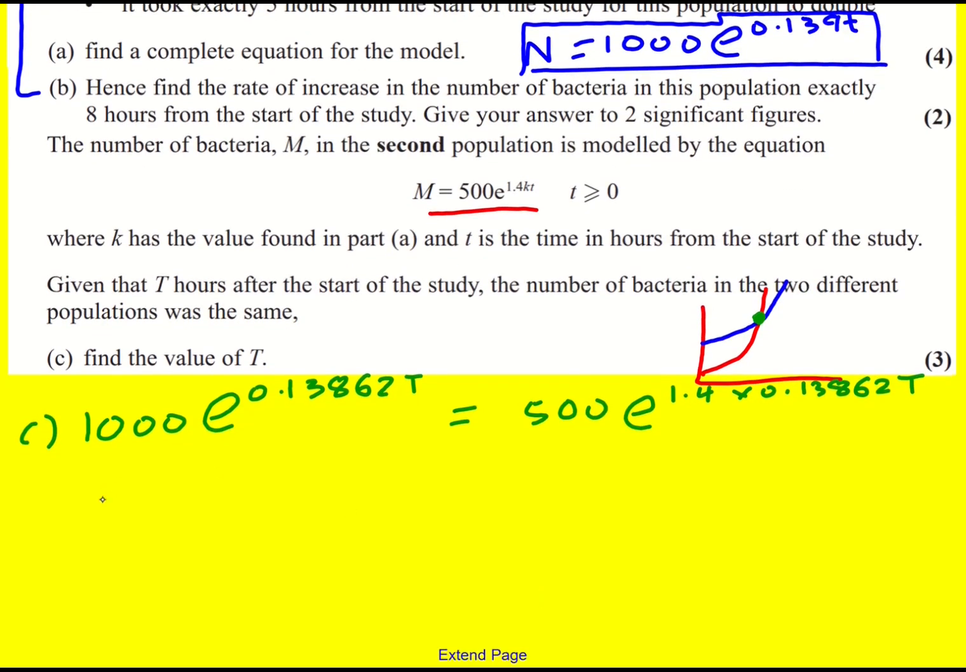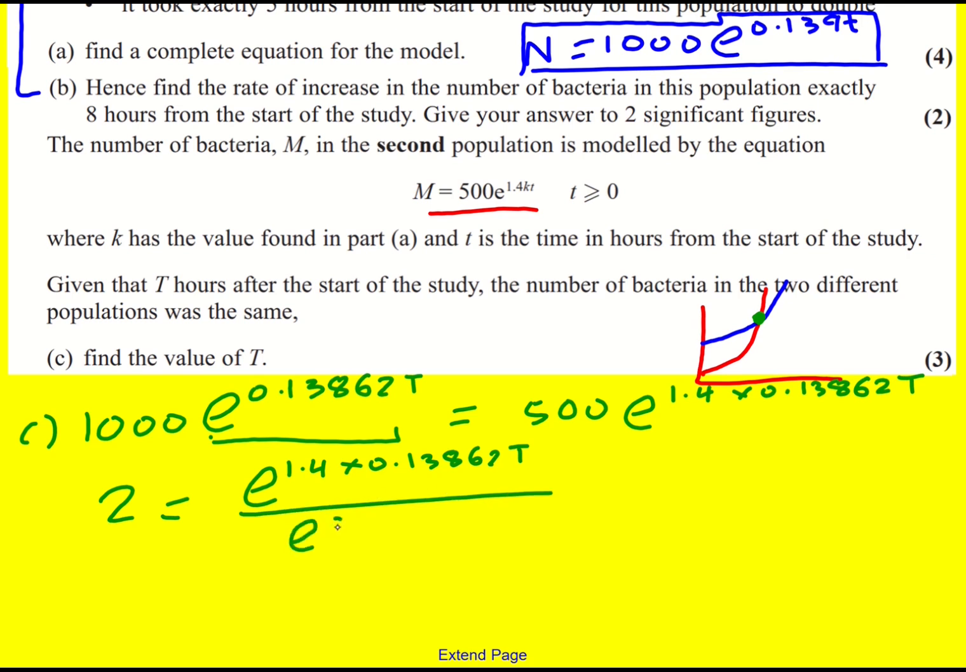I'm going to divide through by 500 and divide through by this exponential. So 2 is going to equal e to the 1.4 times 0.13862t divided by e to the 0.13862t. But remember, these are powers. This is like x to the a over x to the b, so we can just subtract them, which is 1.4 lots of this minus 1 lot of this, which is going to give me 0.4 lots of this. If you prefer, you can work that out and then minus that on your calculator, but it is just going to be this.